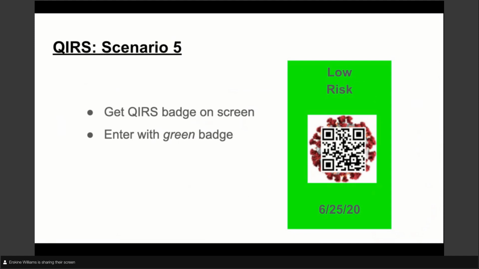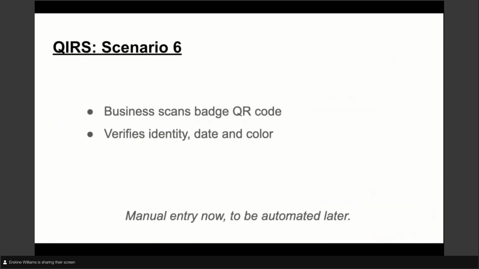After that, you get your badge. If you haven't had any symptoms or exposure, you get a low-risk badge. And that includes another QR code and the date, because the badge expires every day. Next slide. When you enter, the business scans your badge, verifies your identity, and you're free to go in. We're doing everything manual now, but in the future it'll be automated, where a lot of this data will be collected without you having to tap answers. Next slide.